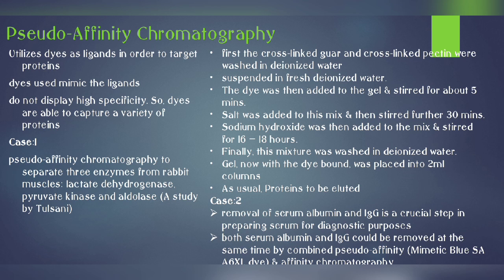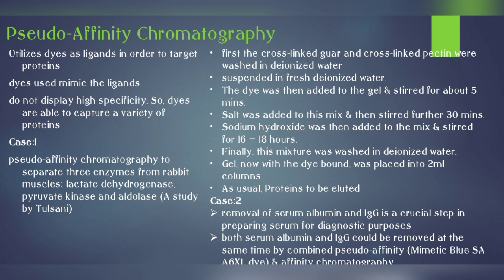There are two case studies. In the first case study, a study by Tulsani used this dye as a ligand to separate three molecules at the same time: lactate dehydrogenase, pyruvate kinase and aldolase. One of the advantages is that if we use dye as a ligand, it is not a specific ligand, so a large number of molecules are eluted at the same time.